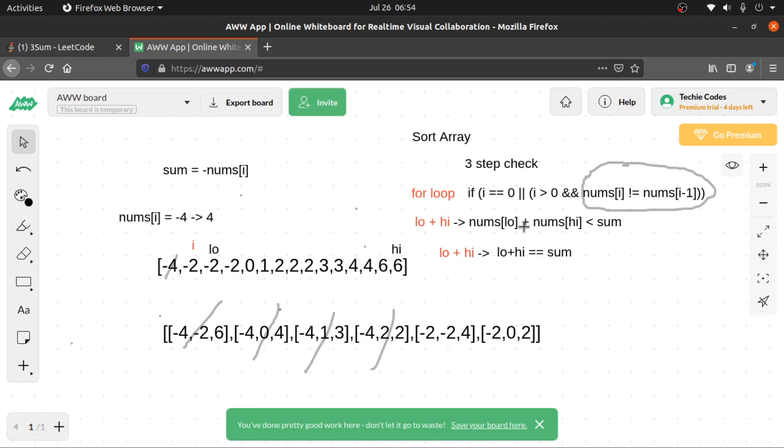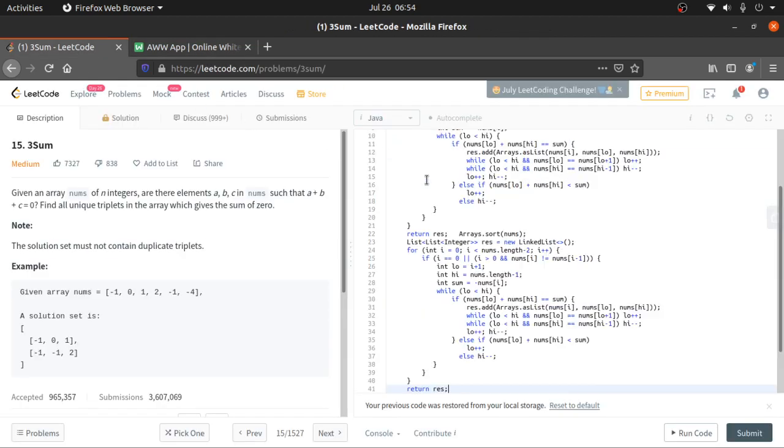I'm breaking down the solution into smaller steps so you could understand. For the second one, low plus high, nums of low, nums of high, we're checking. If you watch the 2 Sum 1 and 2 Sum 2 videos, this will make more sense to you. So then we make the low and high pointers walk towards each other until we find a sum. So let's see this in the code and try to understand.